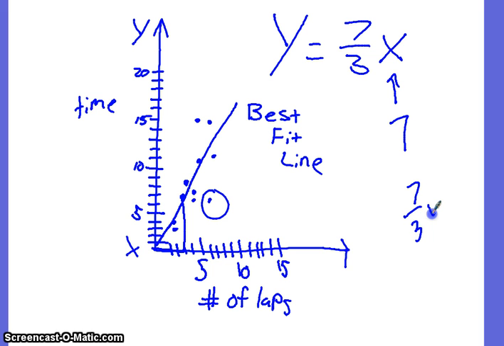So if you did 7 over 3 times 7 over 1, you get 16 and 1/3. So about 16 minutes, if we rounded it. I just said, how long would it take you to run 7 laps? So I'll plug 7 in for x. So 7 minutes per lap. Does that make sense? Basically, if you ran 1 lap, it would take you roughly 7 minutes.